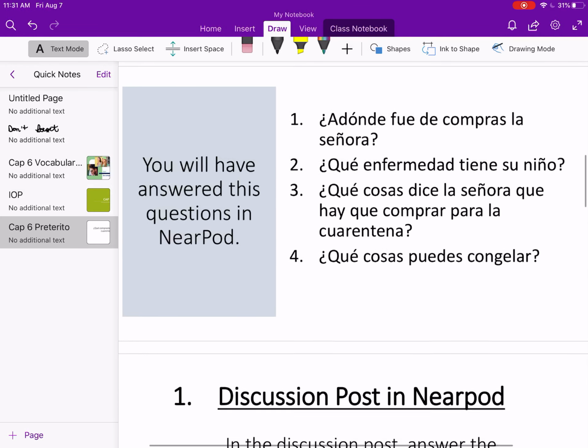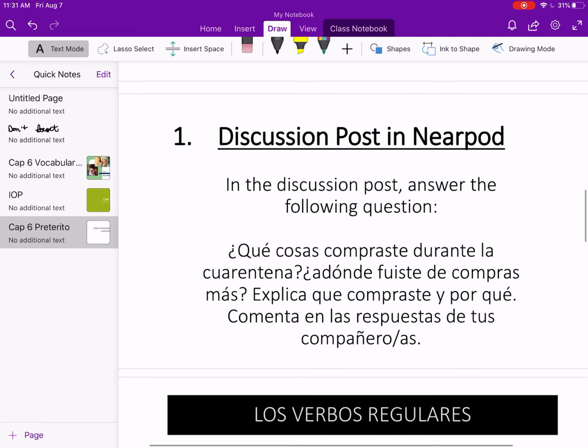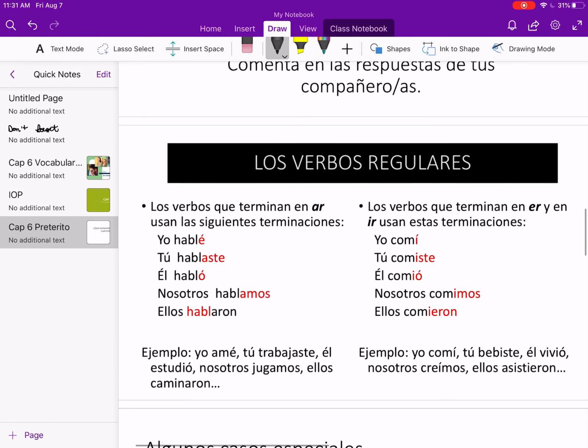So now I want to talk specifically about what you responded in terms of using the past to answer the questions that you had to answer in the discussion section or the collaborate section of Nearpod. ¿Sí? Tenían que usar el pasado. ¿Sí? En español, el pasado is just like in English. We have a way of saying things in the past, things that we did in the past.